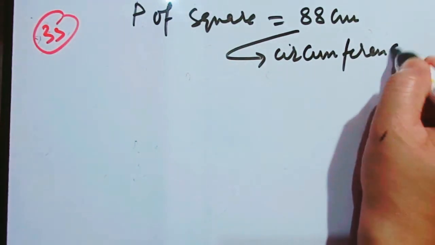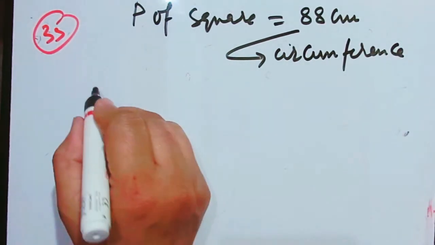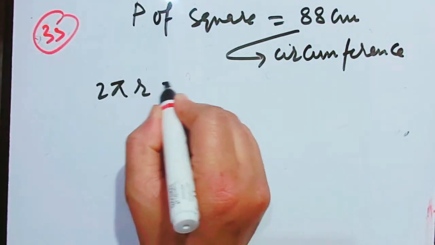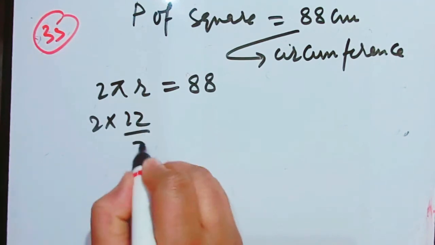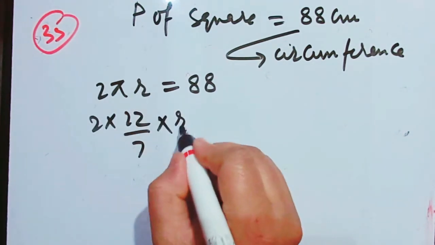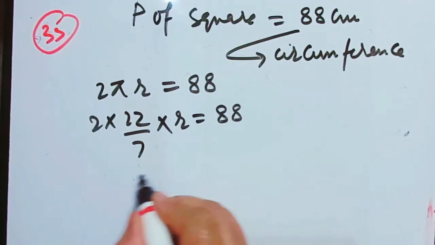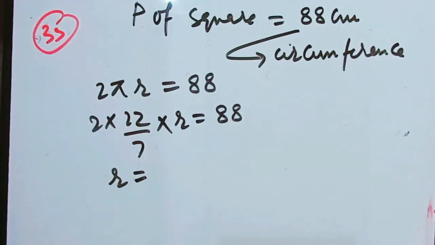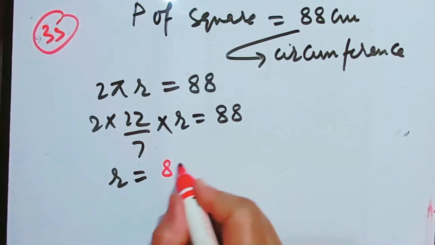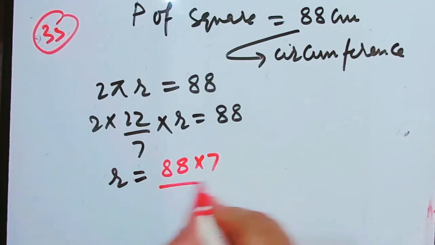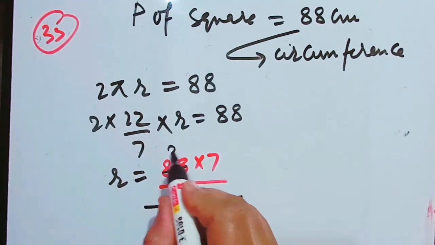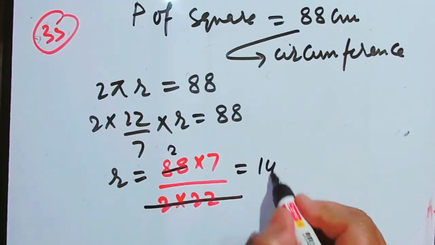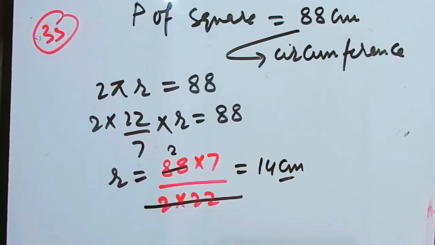Circumference of a circle. So circumference of a circle is equal to 2 pi r, which is equal to 88. So 2 into 22 by 7 into r is equal to 88. Let me find out the value of r as 88 multiplied by 7 over 2 into 22. So this cancels, 44 2 times.